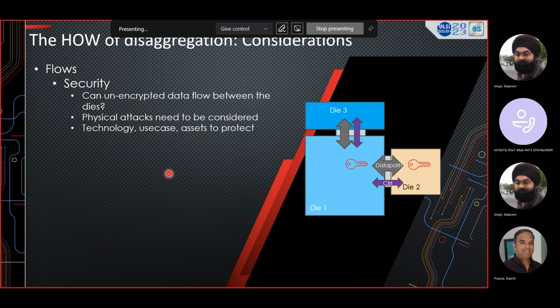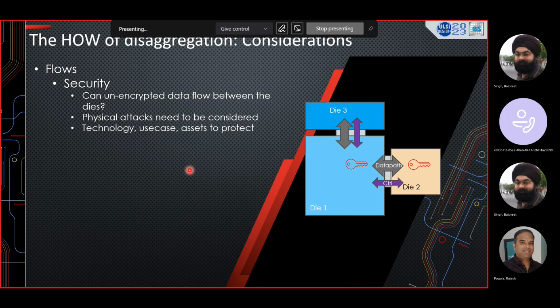Security, again, something that we talked about earlier. The main question that we need to answer is, what is the kind of asset that I'm trying to protect? Can unencrypted data flow between my dielets? What is the asset that I'm trying to protect? That's the question that has to be answered by the security architects, let's say.